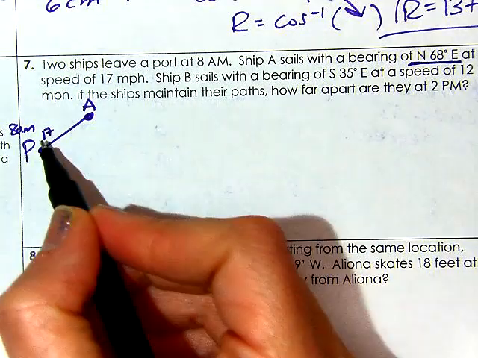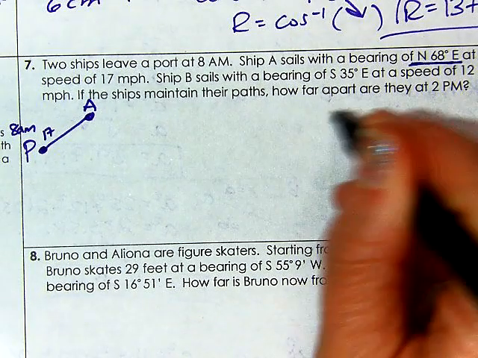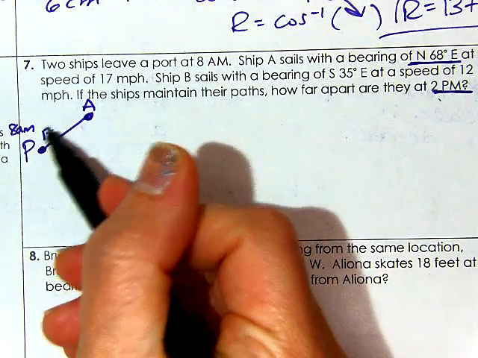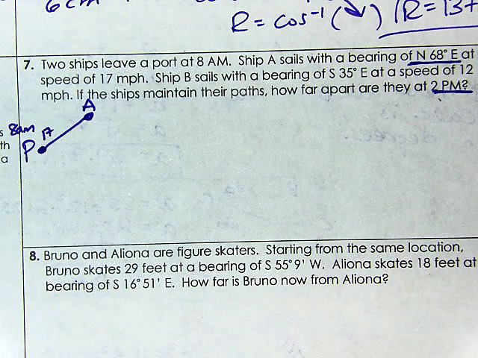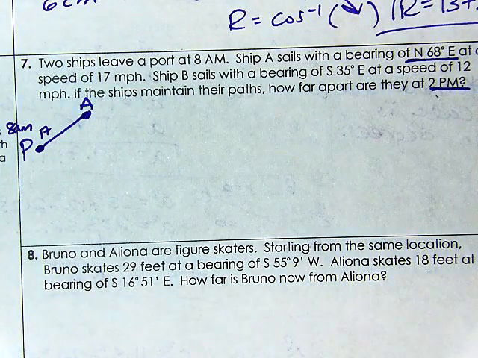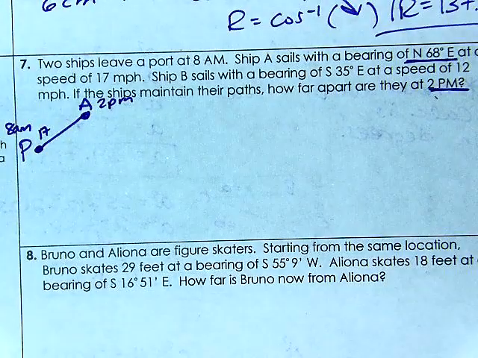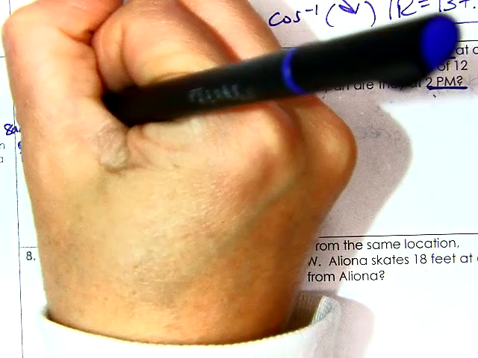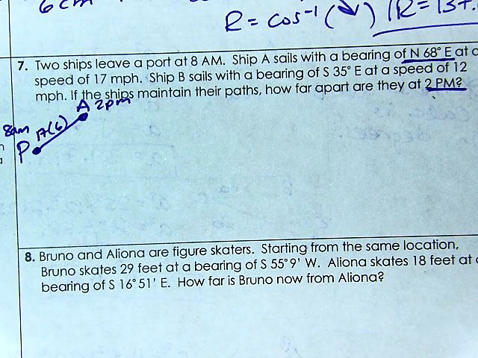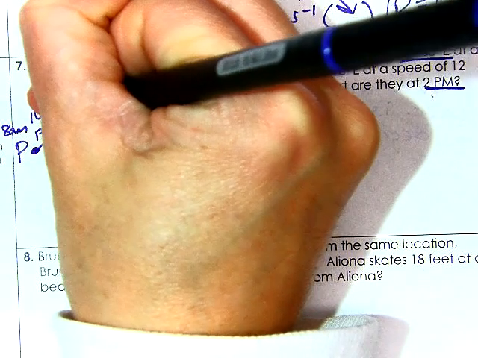But I can't really have a speed as a side length. But they do tell me that they want it at 2 p.m. So if I knew how many hours that ship went, I could have an actual distance, because this is 17 miles for every hour it goes. So if it goes from 8 a.m. to 2 p.m., that's 6 hours. So to find the side length, I multiply the 17 miles per hour times the 6 hours. So I know that this is 102 miles.